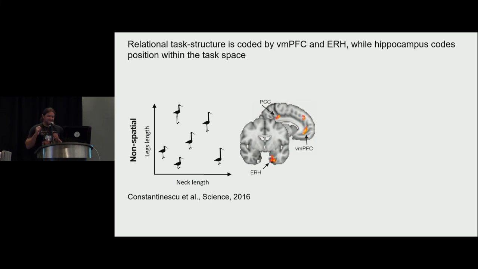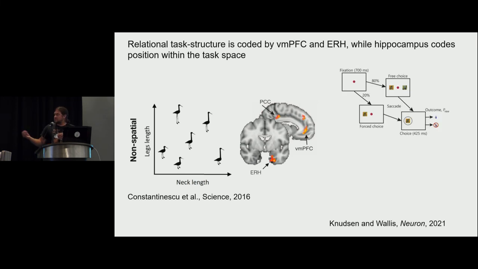So abstract representations such as this are thought to be encoded by the ventromedial prefrontal cortex and entorhinal cortex. One example of this is an amazing study by Alexandra Constantinescu and colleagues, which showed that when participants had to manipulate the neck and leg lengths of birds to achieve rewards, these regions coded a condensed representation of the underlying 2D task structure, which supported navigation through this abstract space as they were going to get rewards. At the same time, really compelling work from Eric Knudsen and Joni Wallace has shown that neurons in the hippocampus track positions within these latent task structures or spaces.